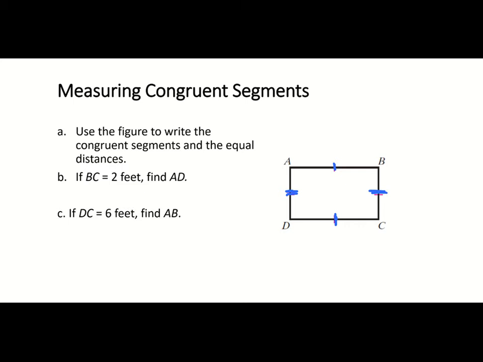All right, so you should have known BC is marked as 2 feet. They want us to find AD. Since I know BC and AD are congruent because they both have 2 tick marks, that means that AD is also 2 feet. Then for C, it says DC is 6 feet. Find AB. And again, DC and AB are congruent, so I know that is also 6 feet.